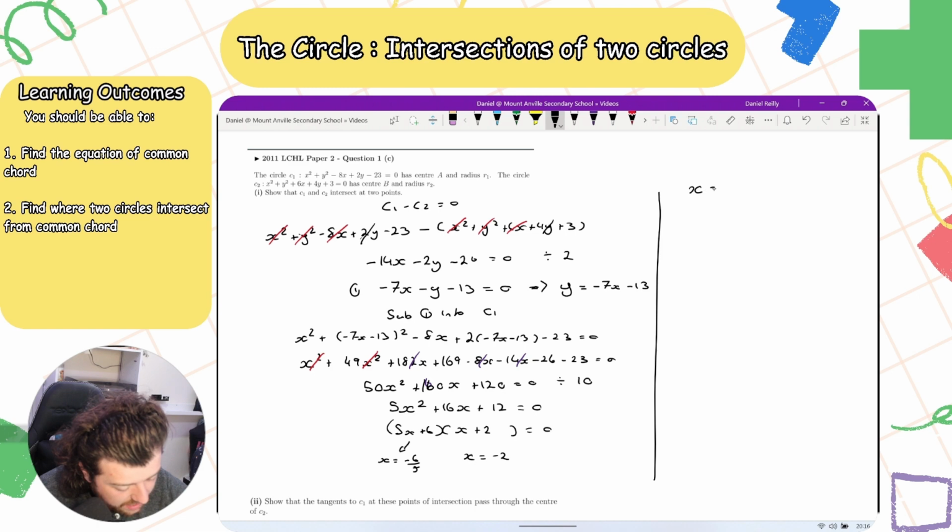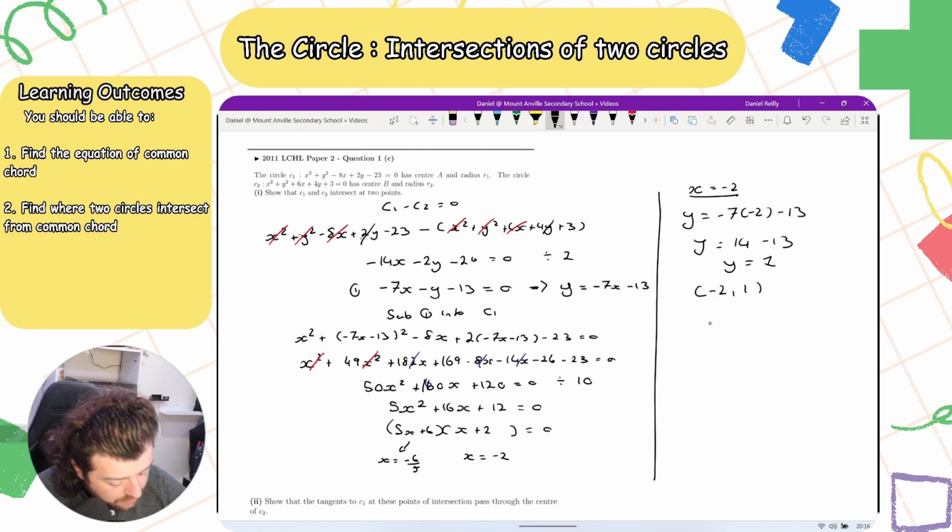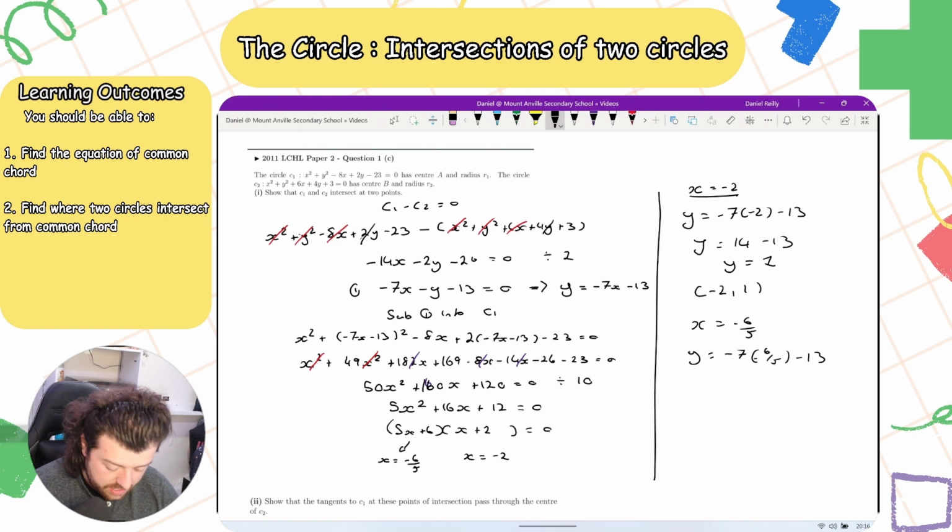So when x equals minus 2, y is equal to minus 7 times minus 2, minus 13, y is equal to plus 14 minus 13, y is equal to 1. So my first point of intersection is minus 2, 1. And my second point of intersection, x is equal to minus 6 over 5, is going to be y is equal to minus 7 times minus 6 over 5, minus 13. Put that in my calculator, I'm not dealing with that. 7 times minus 6 over 5.